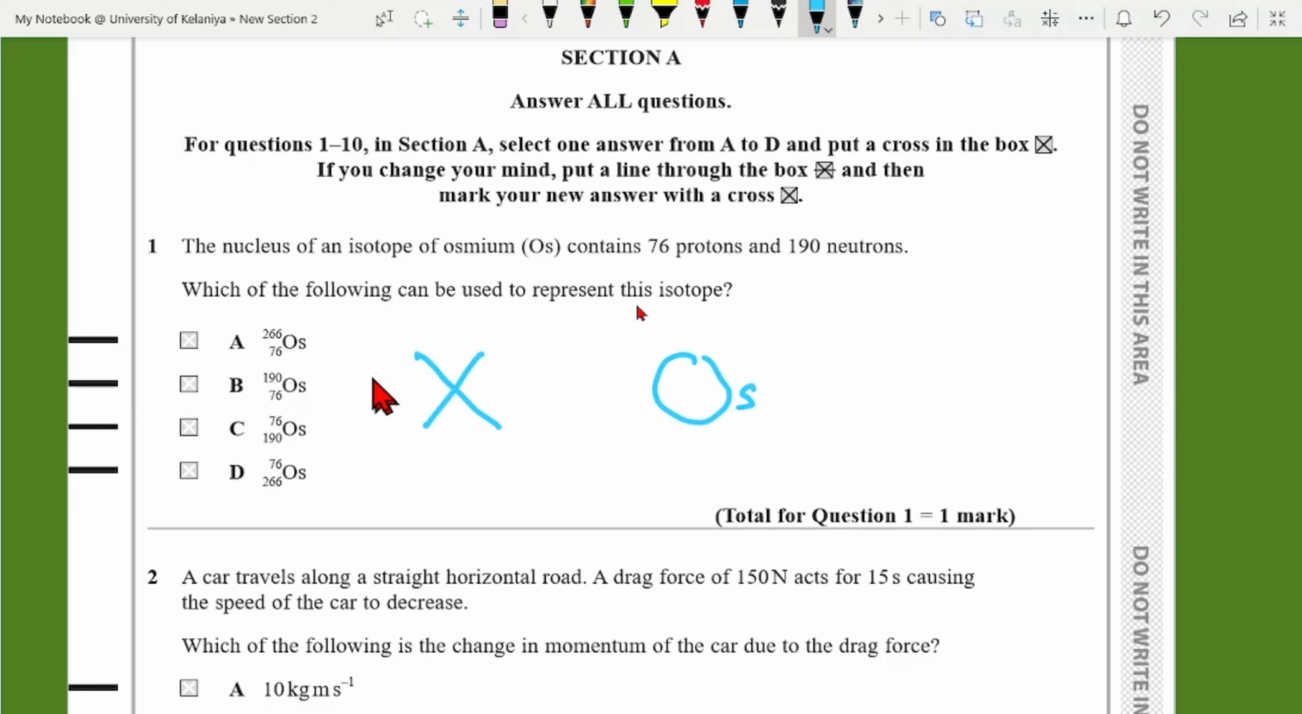Right. Here, you will have a number of nucleons over here. Number of nucleons means number of protons plus number of neutrons. So here I'm going to use the hash mark, number of protons plus number of neutrons. Here you should have number of protons, right? So if you make it in this way, what you will get here is 76. You don't need to worry about that one. And here you will get 266 if you take the sum of 76 and 190. So the answer is A, right?